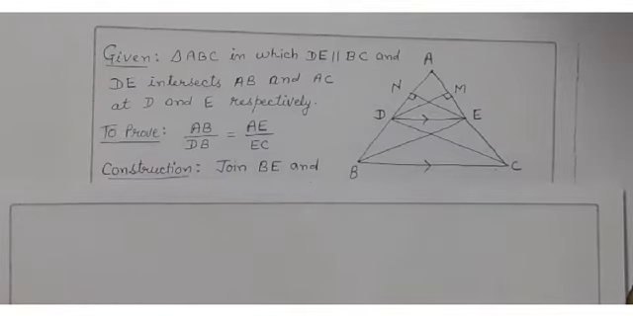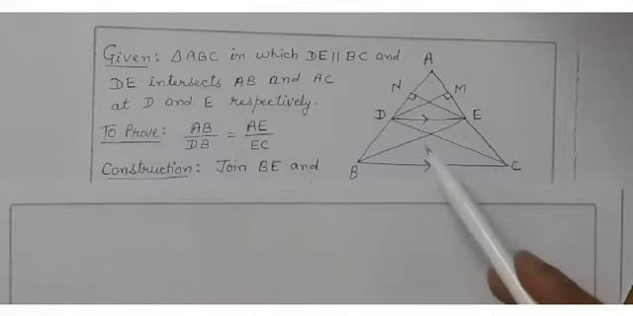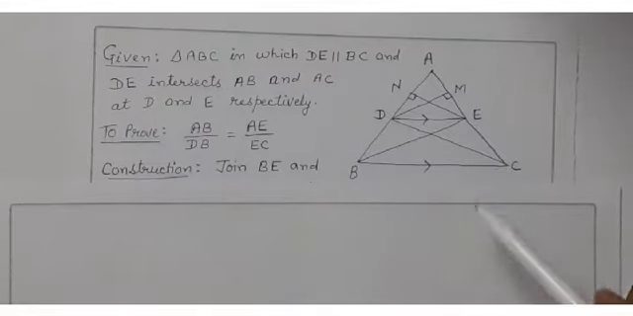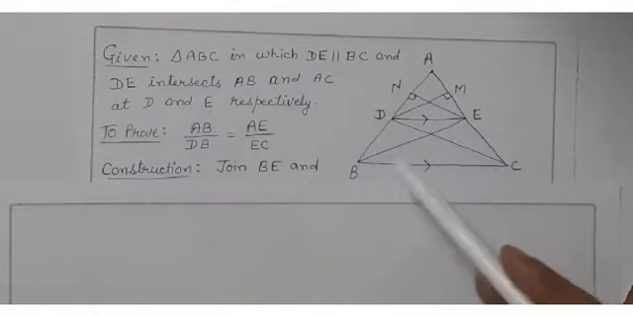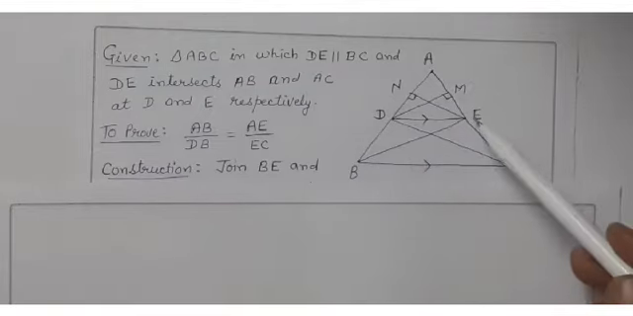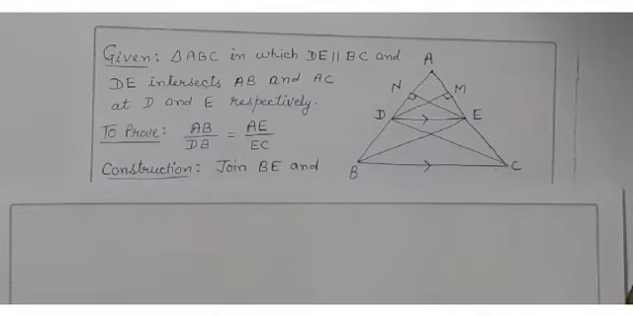Then in distinct points, distinct means different points. The other two sides are divided in the same ratio. What you have to prove is AD upon DB is equal to AE upon EC. This you have to prove. Now, you have to draw this, and after that you have to write the given things also.